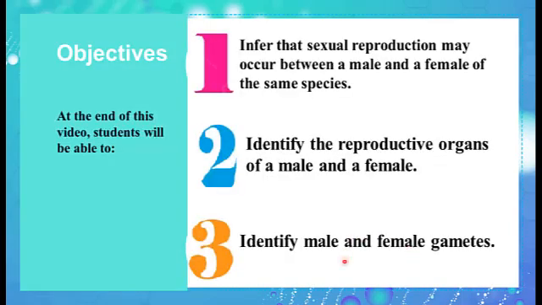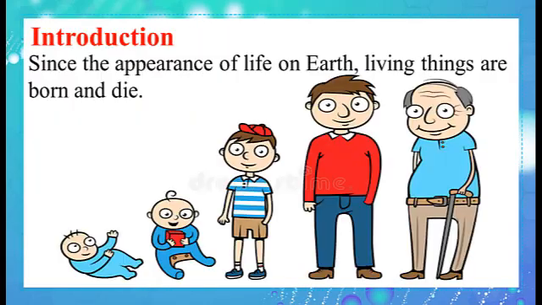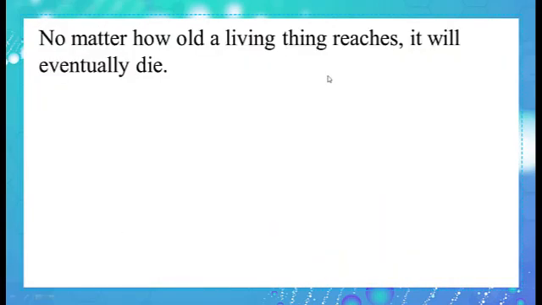At the end of this video, students will be able to infer that sexual reproduction may occur between a male and a female of the same species, identify the reproductive organs of a male and a female, identify male and female gametes. Introduction. Since the appearance of life on Earth, living things are born and die.